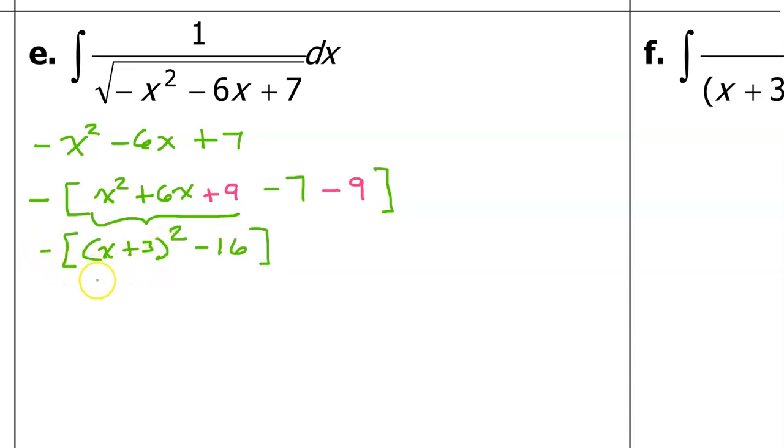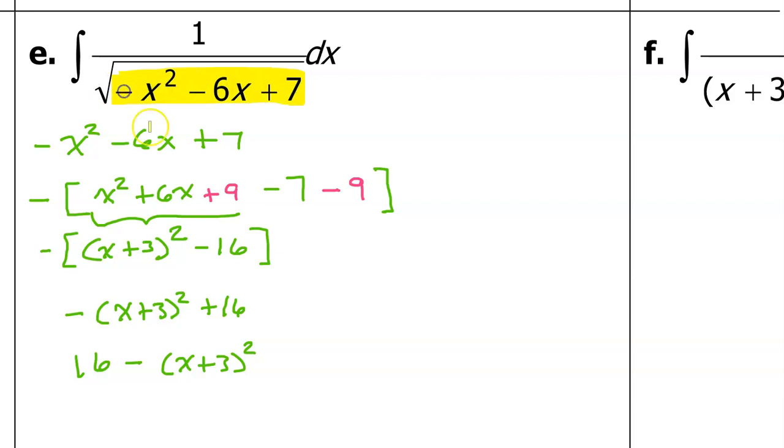I don't want to leave it like this, so I can distribute the negative sign, which will give me negative x plus 3 squared plus 16. And then I can easily reverse the order of these. So I can write this as 16 minus x plus 3 squared. So this trinomial under the radical has the same value. It's equivalent to this expression right here.